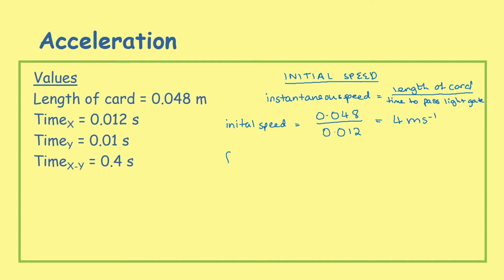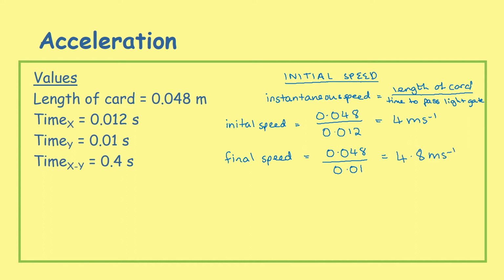Let's do the same thing for the final speed. The length of the card is still the same, so 0.048, but this time it's the time taken to pass light gate Y, so this is 0.048 divided by 0.01. Popping this into a calculator, what we get to is 4.8 meters per second.